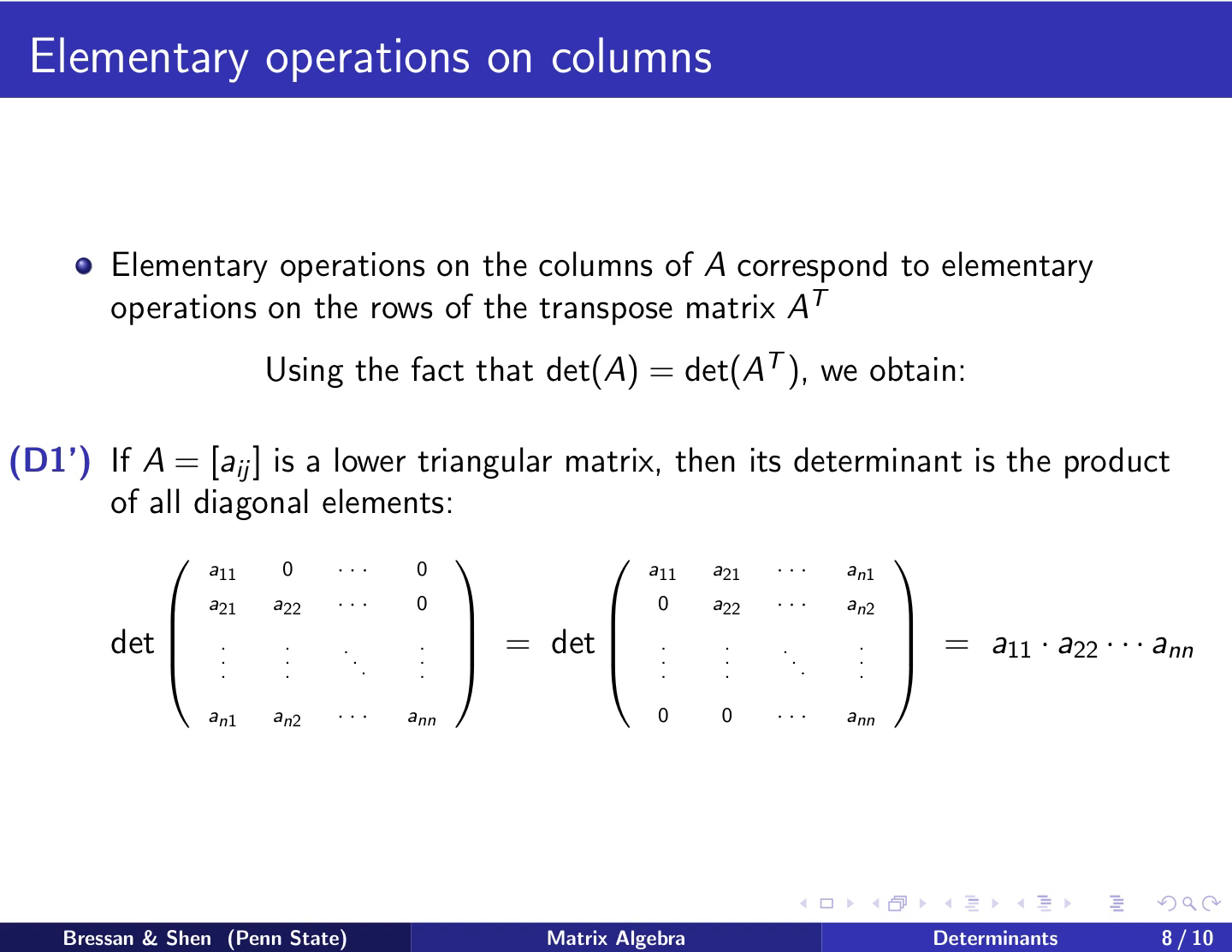Okay, so for D1 now, we can see that if a matrix is lower triangular, then the determinant is also the product of all the diagonal entries. So you can say the determinant of this one, which is lower triangular, will be the same as the determinant of the transpose of this one, which is now upper triangular, and it's just the product of the diagonal elements.